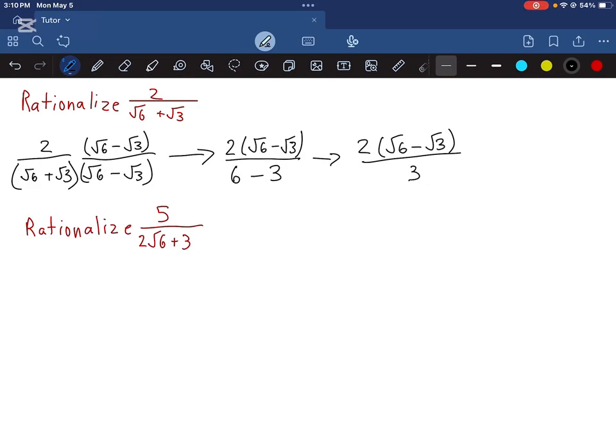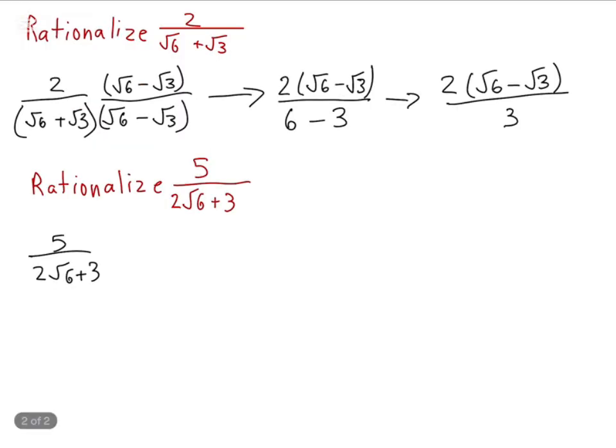Okay, so now for a bit more of a trickier one here, but this one is still pretty simple. We can use the same conjugate method here. So this conjugate will now be 2 root 6 minus 3. So now we're going to multiply both sides by this. Okay, so now we're going to do it. Just multiply 2 root 6 minus 3 over 2 root 6 minus 3.